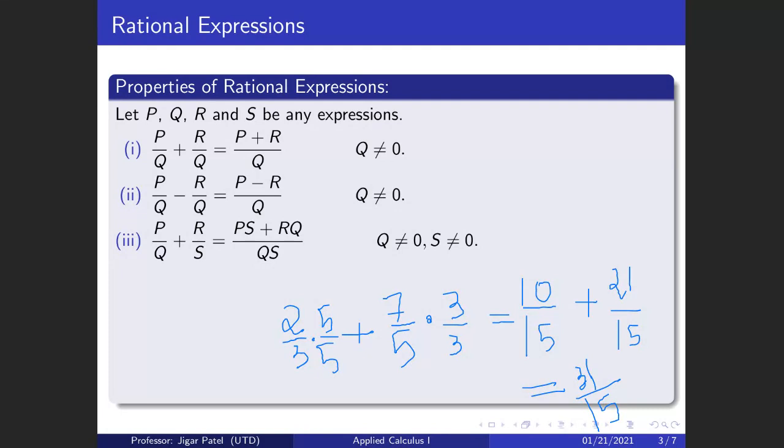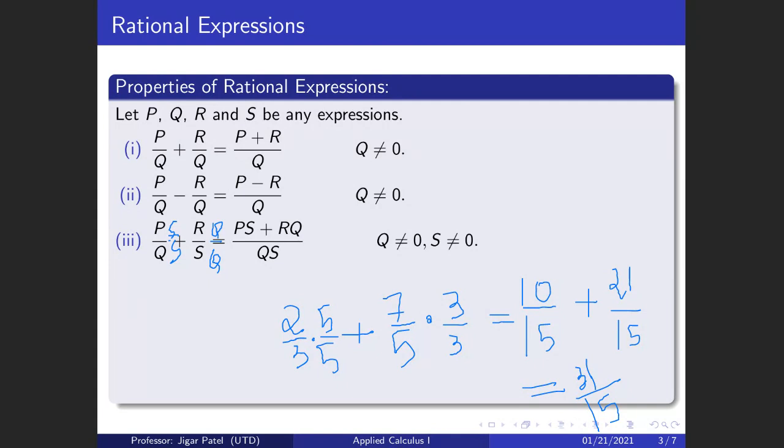See, the common denominator is really QS. I multiply and divide the first rational expression by the missing factor S in the top and the bottom, and I multiply and divide the second rational expression by the missing factor, which is Q, right? PS plus RQ over QS. That's what we get, right?